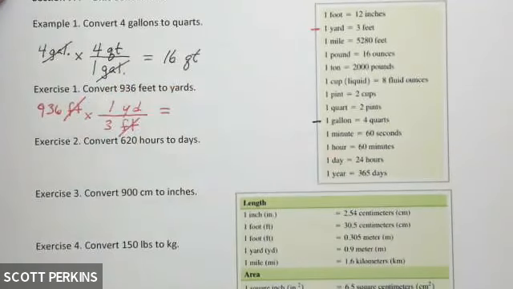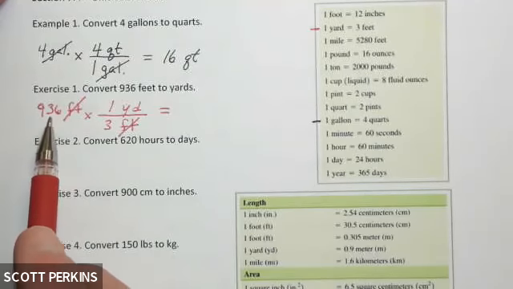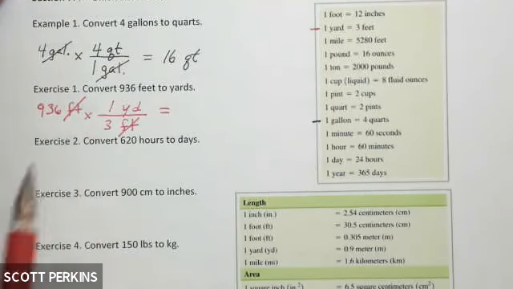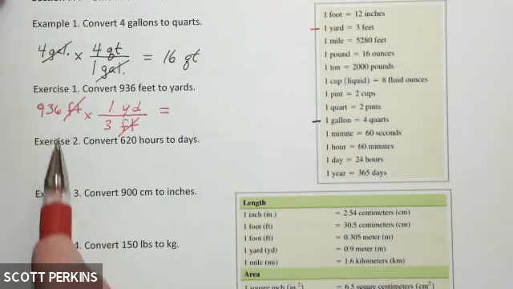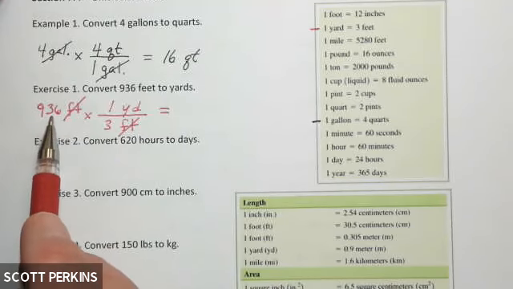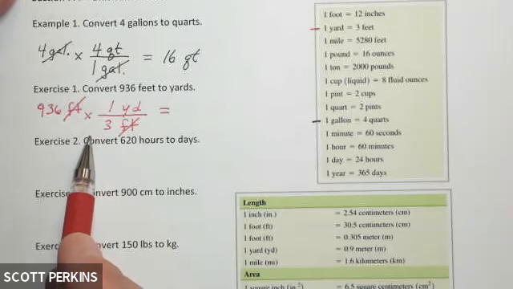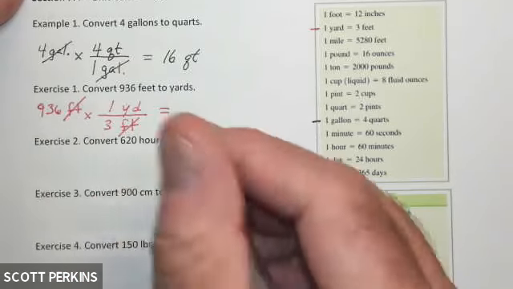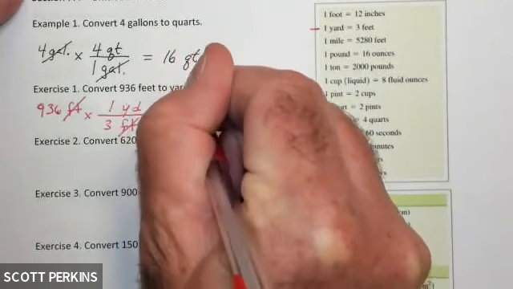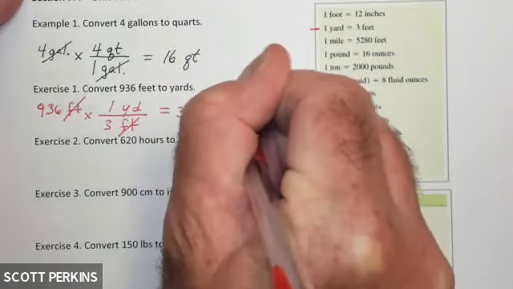And now that tells me to do what? What operation do I do between the 936 and the 3? I'm going to divide. Yeah, the 936 is in the numerator. The 3 is in the denominator. That tells me to divide. So when I divide 936 by 3, I get 312 yards.